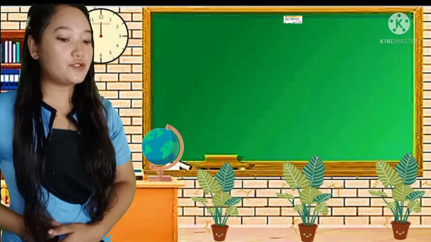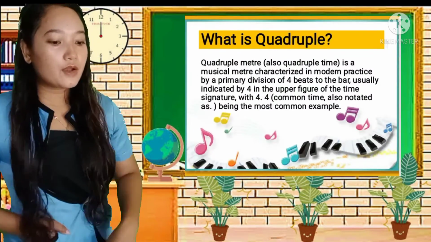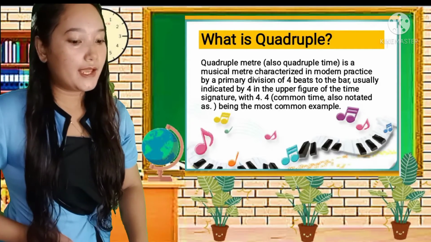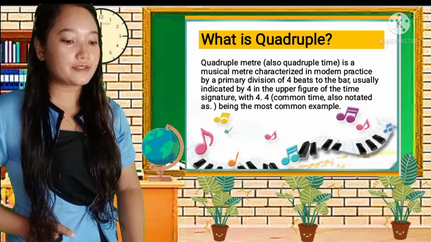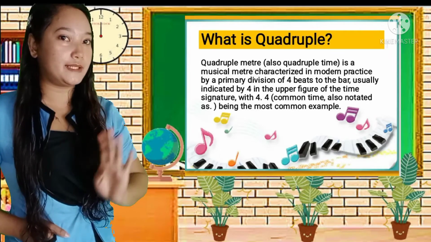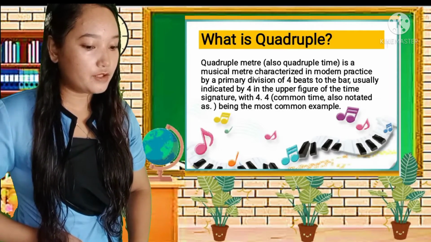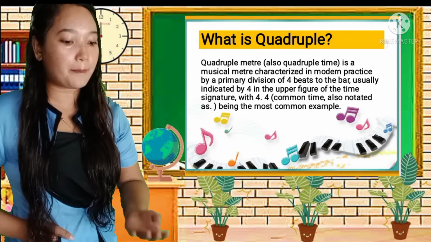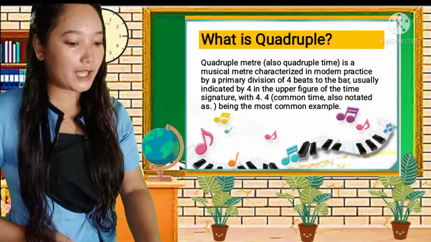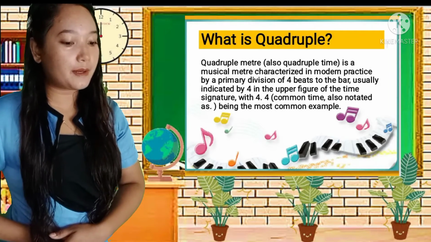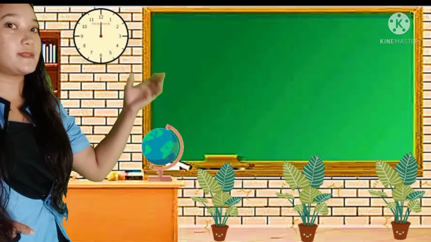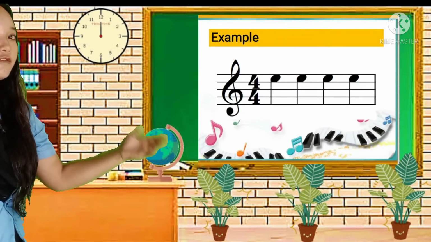And now let's proceed to what is a quadruple meter. Quadruple meter is also quadruple time. It is a musical meter characterized in modern practice by a primary division of 4 beats to the bar, usually indicated by 4 in the upper figure of the time signature, with 4/4 in common time also notated as being the most common example. So being the most common example, it has a time signature of 4/4.